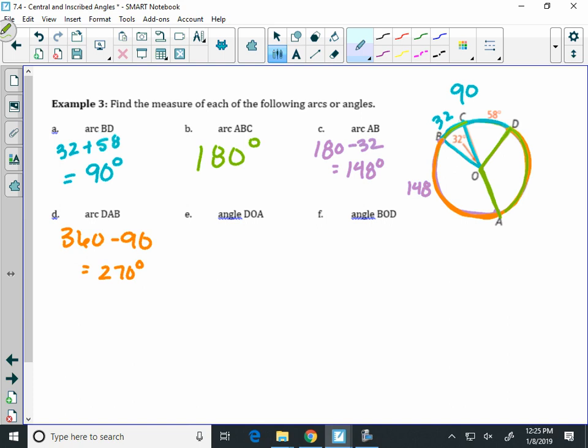Trent? Yeah, we have a semicircle here. And part of that semicircle is 58. So if we just do 180 minus 58, that will tell us what the rest of that semicircle is. So if we do 180 minus 58, what do we get? 122. So I know this arc is 122 degrees. What kind of angle is this?